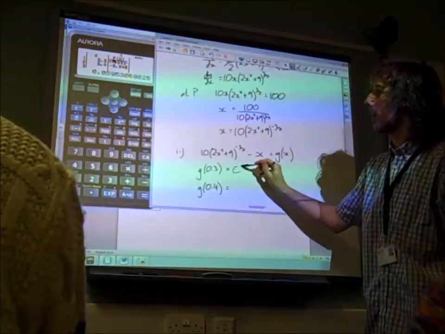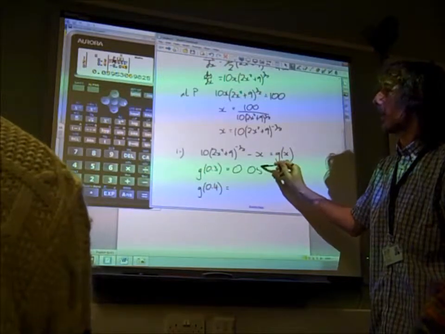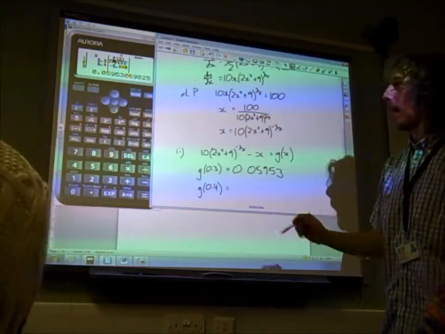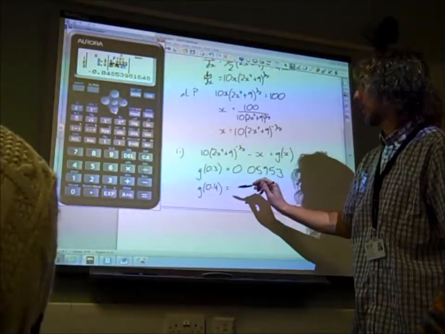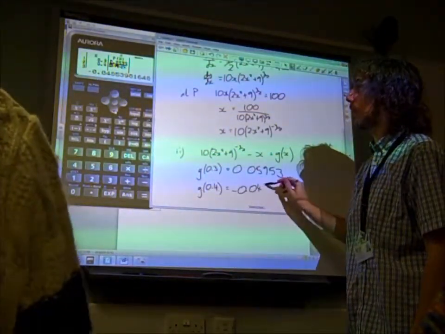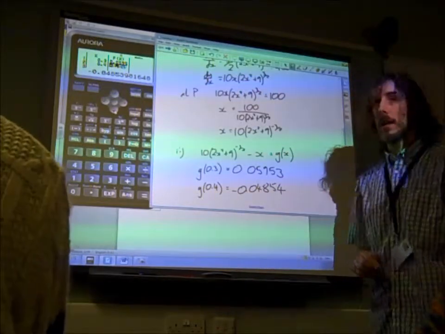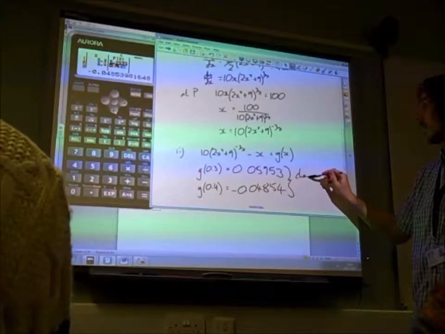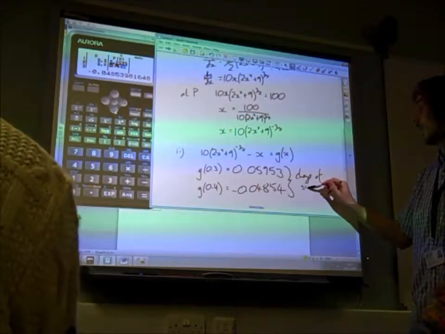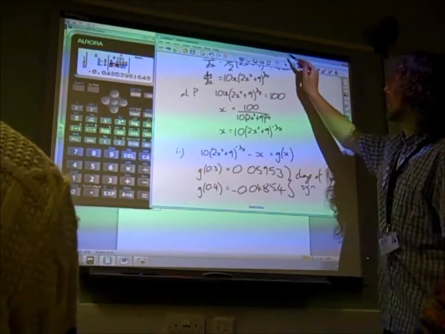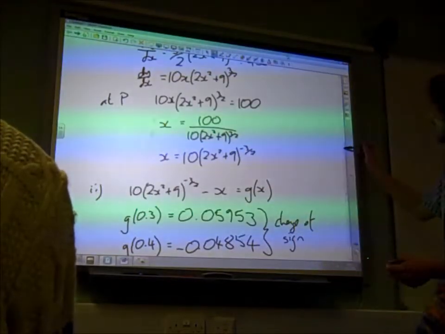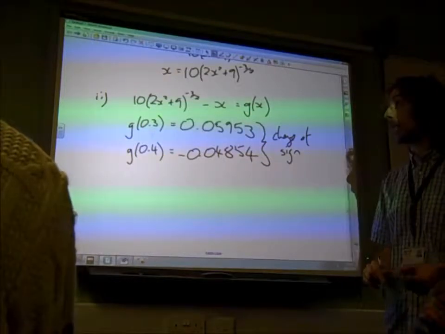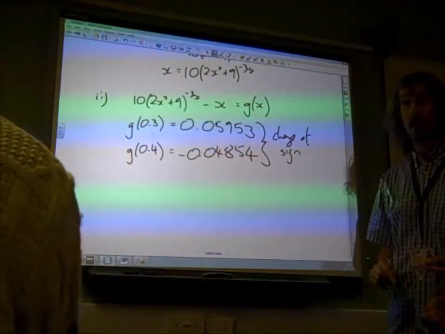So that was 0.05953. Oh dear. And this one was minus 0.04854. We have a change of sign. And remember, the other thing that we're going to say here, just to be extra careful, is that the function is continuous in that range.